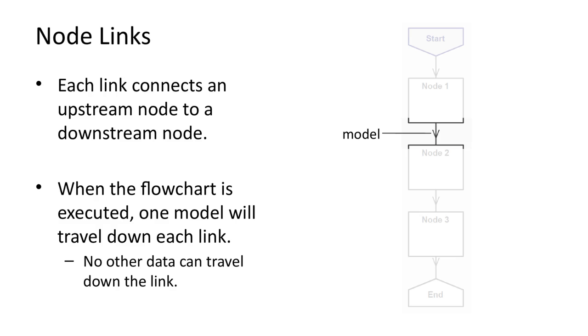The nodes are connected by links. There can only be a single link between any pair of nodes. When the script is executed, a 3D model will be passed down each link. The model is the output from the upstream node, and the input to the downstream node.